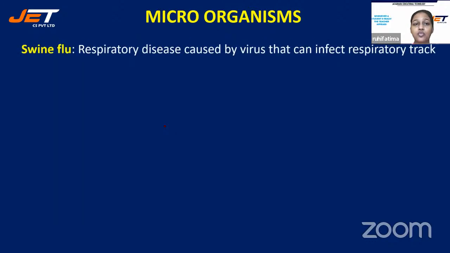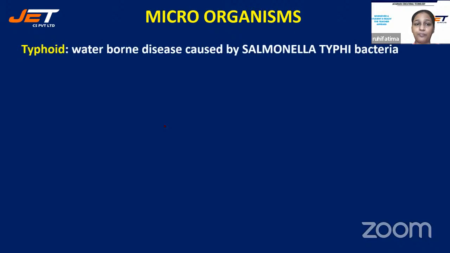viruses. Swine flu, a very common disease, and what happens in this? It is a respiratory disease. It means this is also a viral disease. It is caused by a virus, and it infects your respiratory tract. The infection occurs in your respiratory tract. You have problems while breathing. Understood, students? That is swine flu.